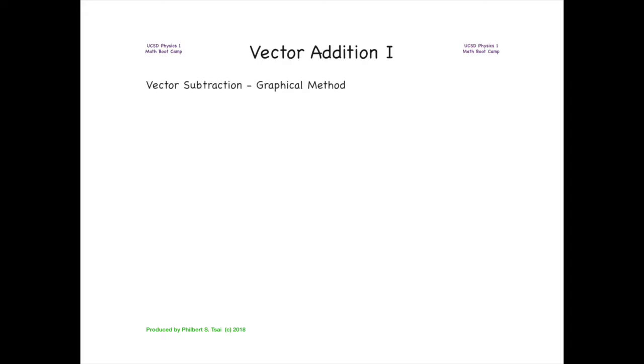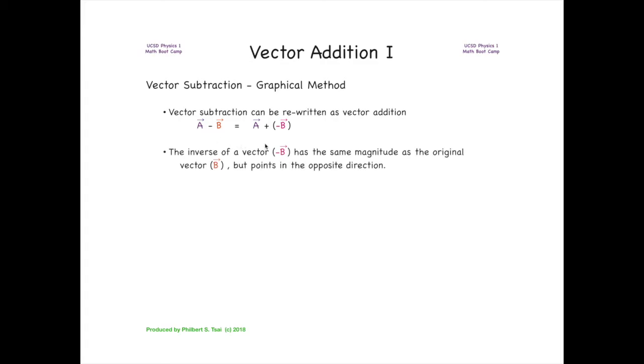Similarly, we can handle vector subtraction as a special case of vector addition. Recall that subtraction can be written as a minus b is the same as a plus the negative of b. This we do in algebra all the time. The same is true for vector addition. To utilize this method, we need to understand what it means to have a negative vector.